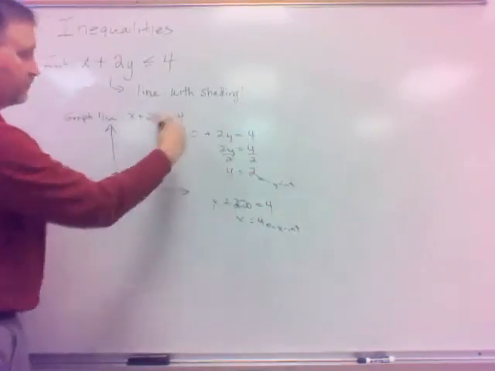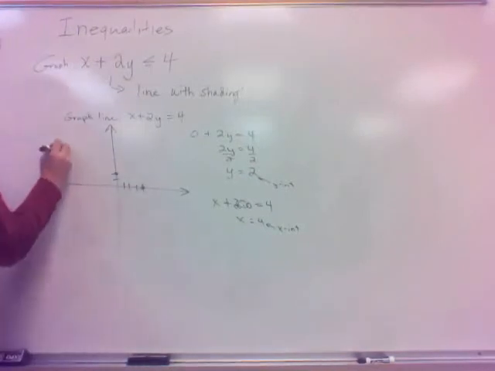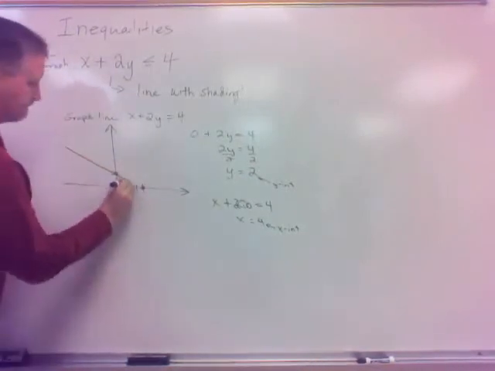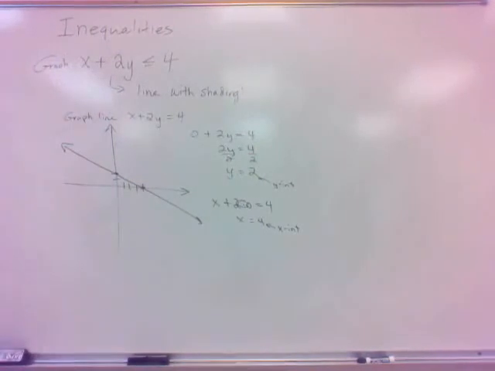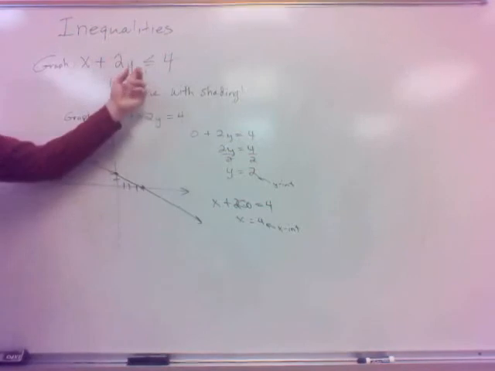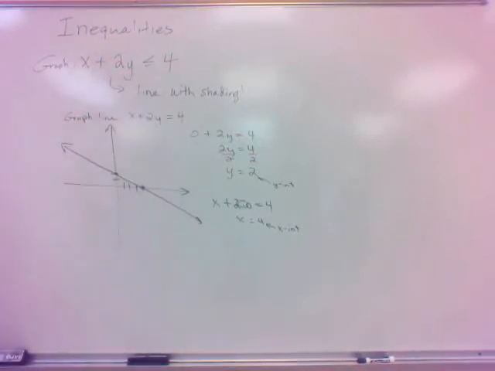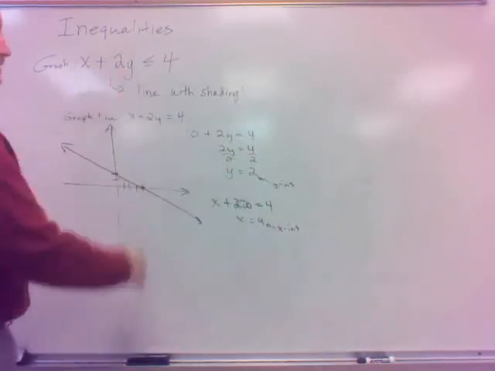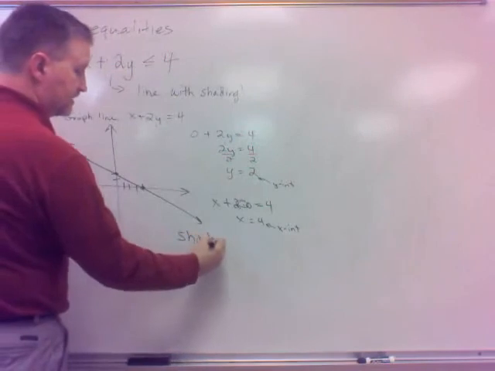You can graph it how you want to. Put it in y equals mx plus b. We've done those quite a bit. But there's my line. Note that the line is part of this graph because I got the equal to part, because that's what the line is. It's x plus 2y equals 4. That's the line. But the inequality then, like I said, comes in with the shading.